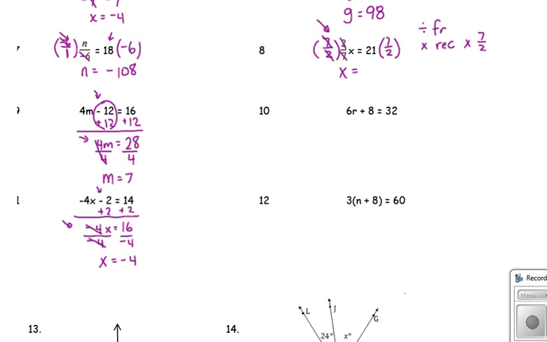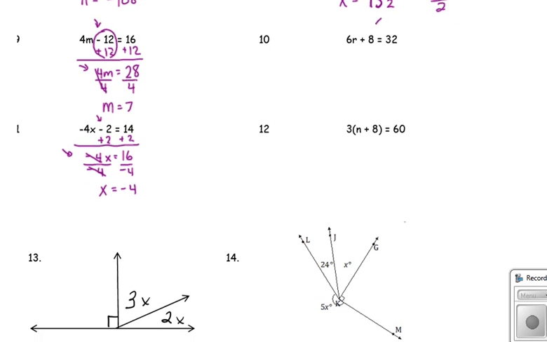And 21 times 7/2 is 73.5. If you multiply 21 times 7, that gives you 147 divided by 2. 2 goes into 147 73 times with 1 left over.